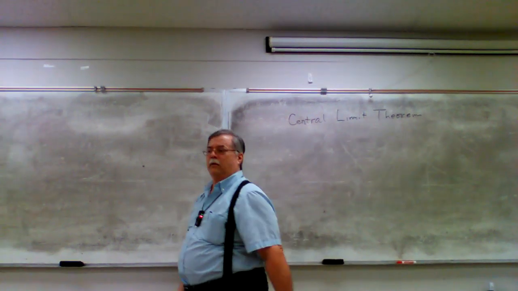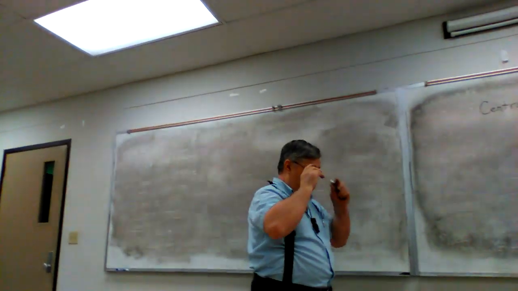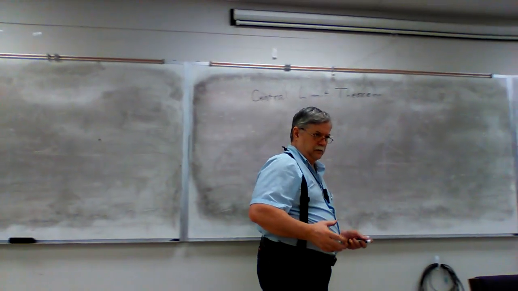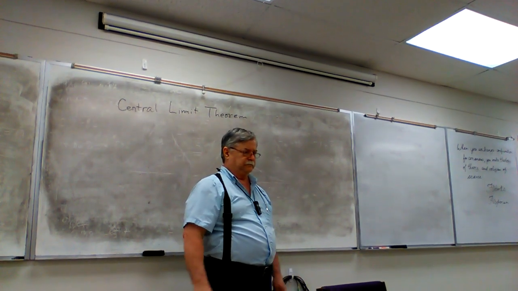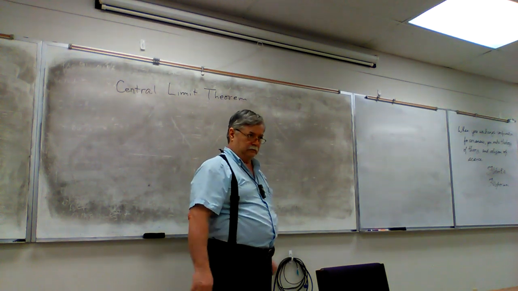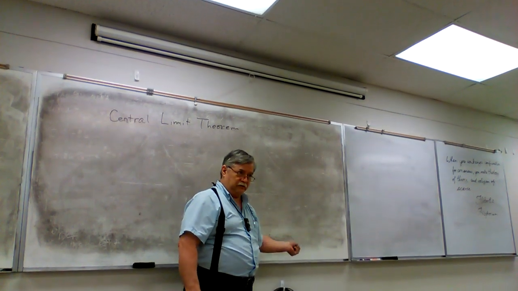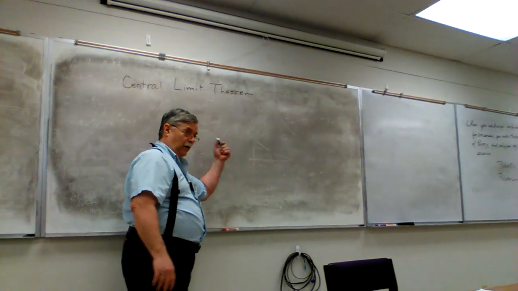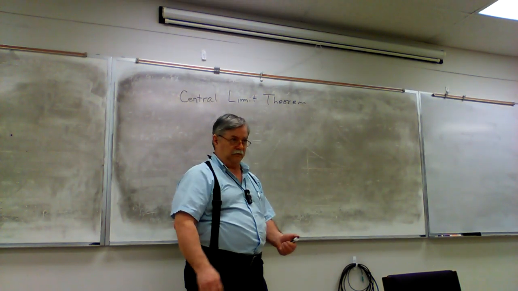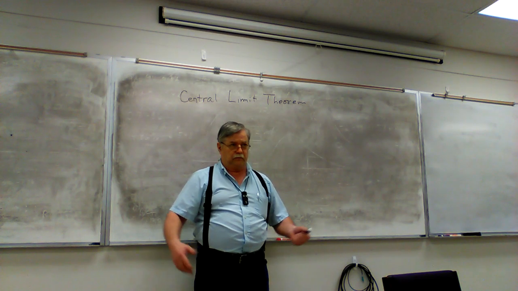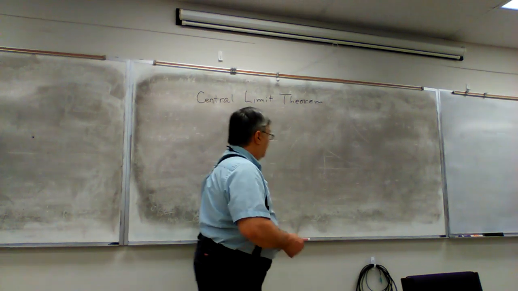Central limit theorem. We talked about how we can use samples to approximate the population. And that's, in fact, the difference between a parameter and a statistic. If it's talking about the whole population, it's a parameter. A mean of 125 millimeters of mercury is a parameter, not a statistic.